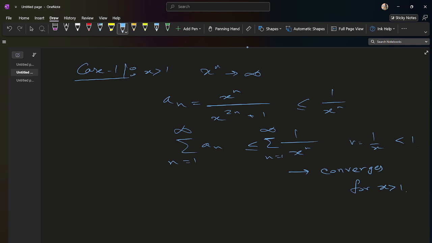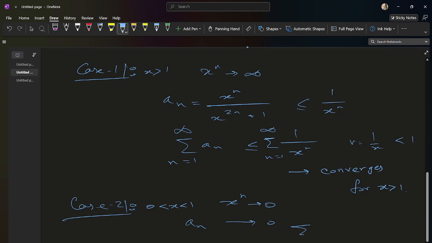Now for case 2, where x lies between 0 and 1, x to the power n will go to 0, so a n will go to 0. So the summation from n equals 1 to infinity of a n will also go to 0. So we can easily see that this converges for 0 less than x less than 1. After that, what can be done here?